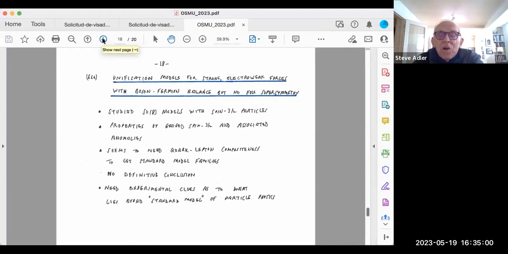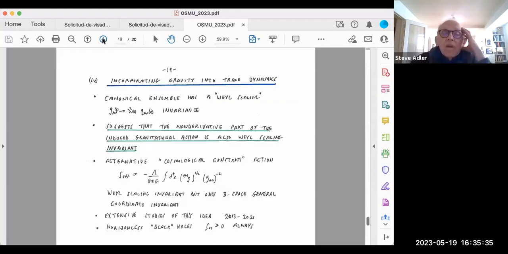I think we need experimental clues still as to what lies beyond the standard model of particle physics. It's been very frustrating. We don't know for sure whether it's a grand unified model of some type or whether it's a composite model. There are bounds of various sorts. If a composite scale were up at a few hundred TeV, we're not going to be able to build an accelerator to access it. So things can be very frustrating. So anyway, this I put aside because I didn't reach any compelling model for unification this way. Next slide, please.